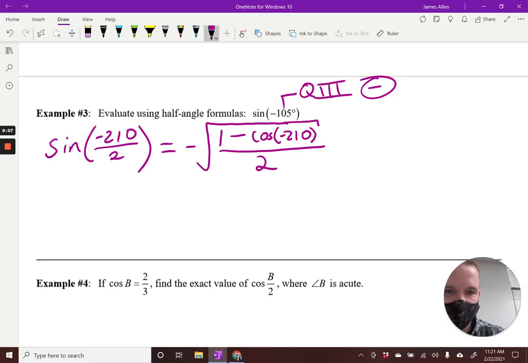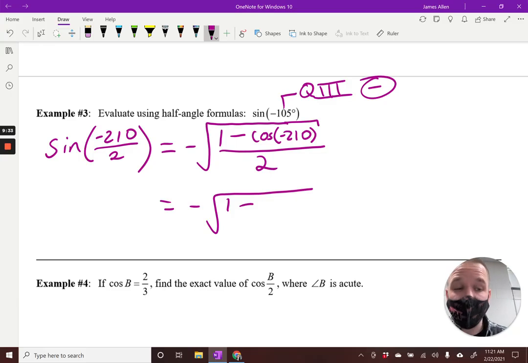All right. 1 minus, and then we got cosine of negative 210 over 2. Good stuff, right? So our x value, the part that goes inside our trig function in that wonderful formula, is that negative 210. And we've already taken care of the negative out in front based on the original angle in that trig function. Now let's evaluate. So what is cosine of negative 210?